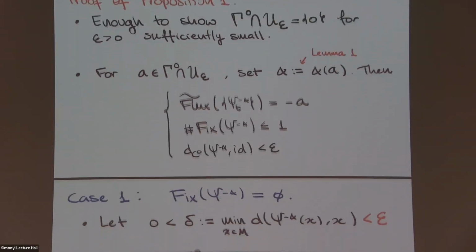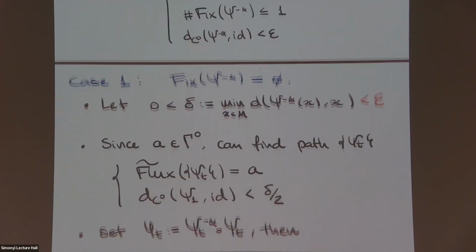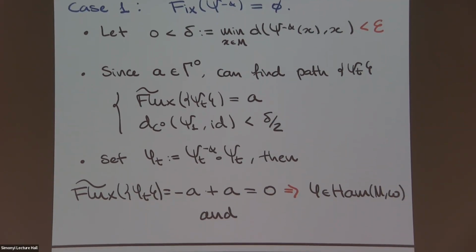So let's first suppose, so here, we know that there's either one or none fixed points. So let's first suppose that there are none, which is a little bit easier to deal with. So suppose that there are no fixed points.